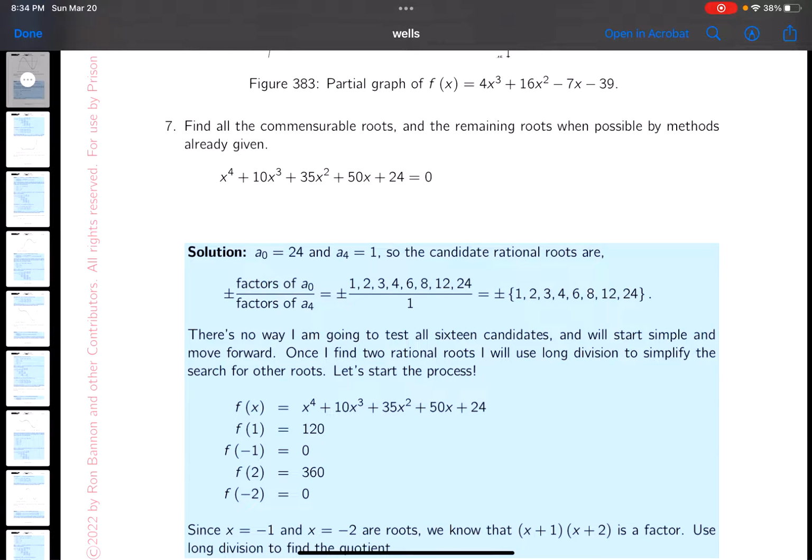Okay, problem number 7. Again, they're looking for commensurable roots, what I would describe as being rational roots. I would not say the word commensurable, but it's the same meaning. So we're going to write the candidates down. It's really the factors of 24. Let me point that out to you. Give me 1 second.